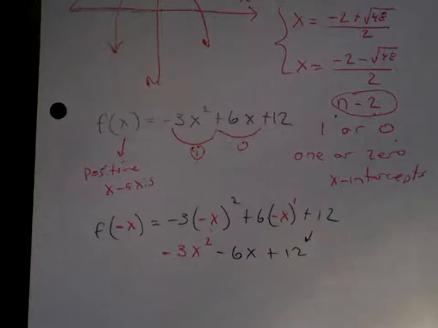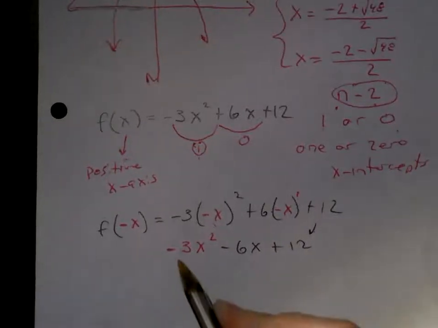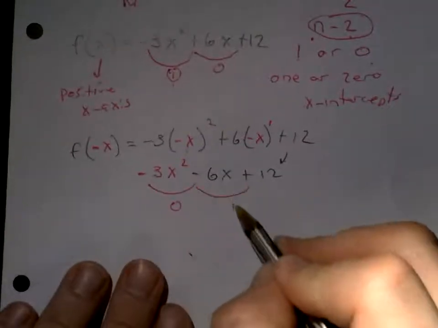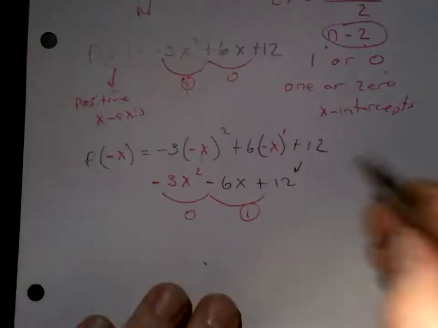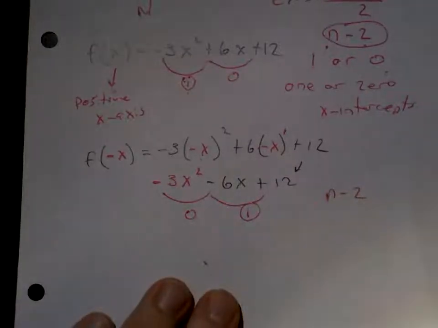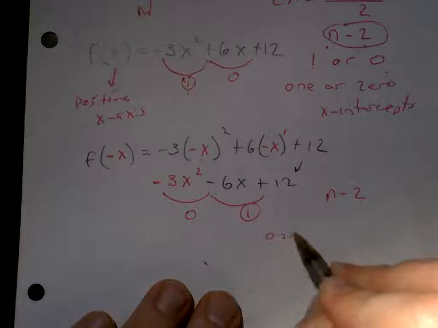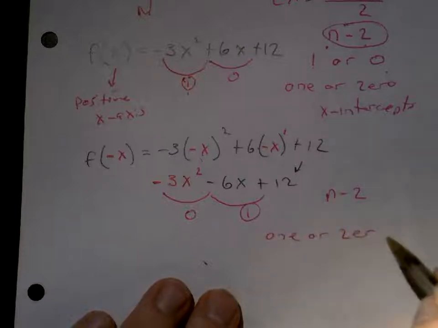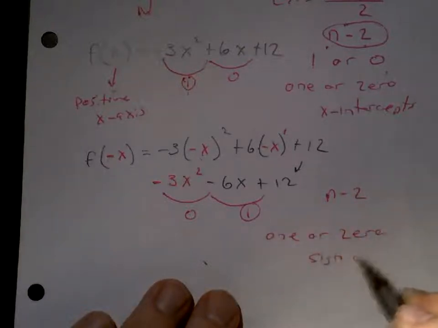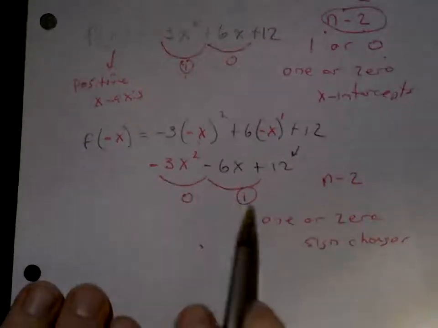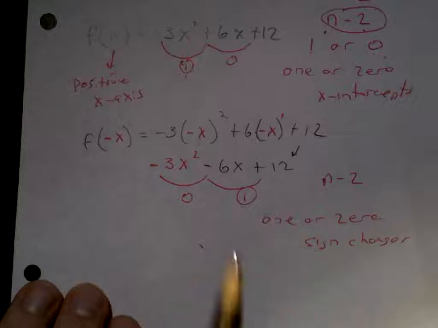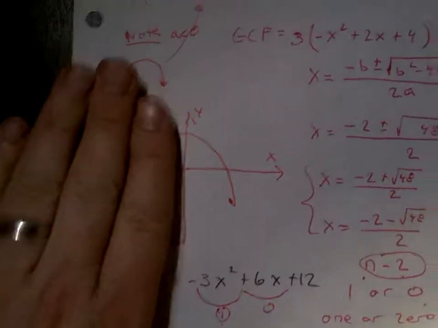Well, how many sign changes now? Well, that's 0 sign changes. There is 1 sign change there. Well, if we do this correctly, we know that minus 2, this one has 1 or 0 sign changes, or x-intercepts. Well, 1 or 0. Now, I want you to go back to the graph. This is our proof right here.